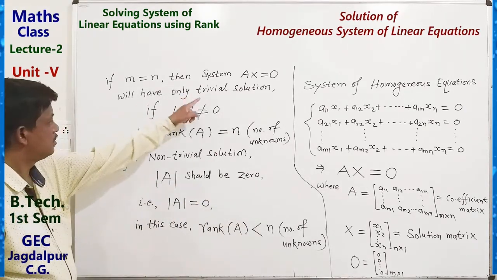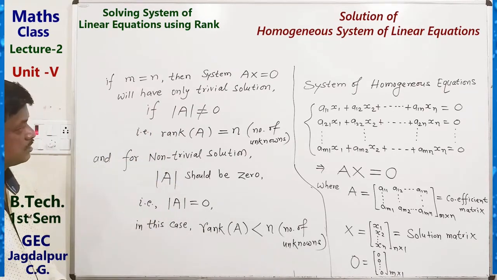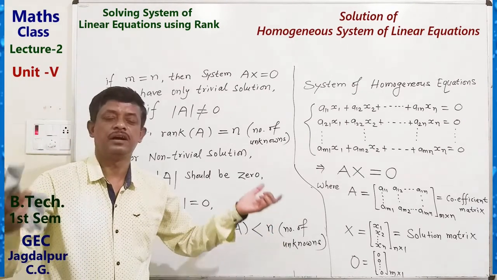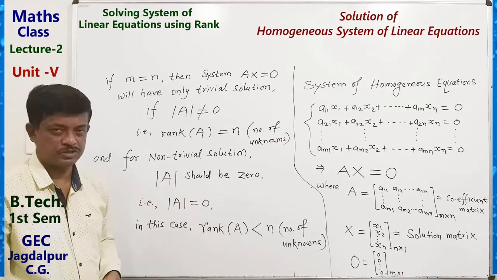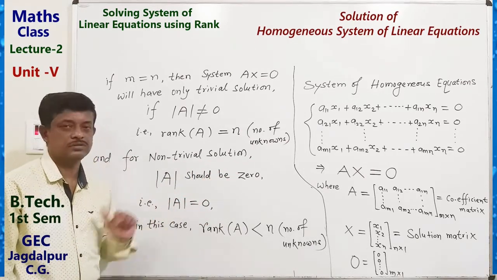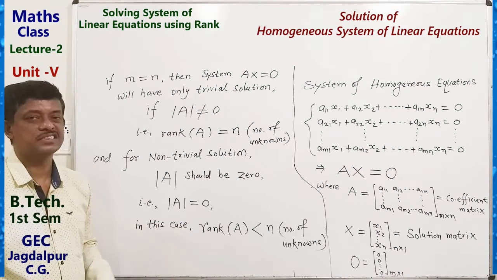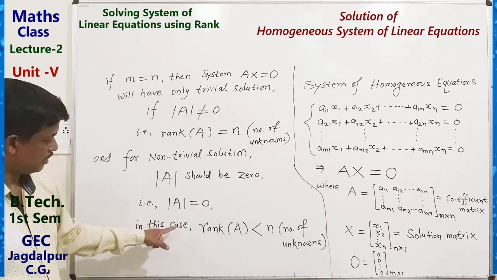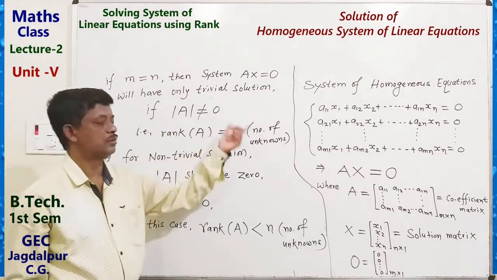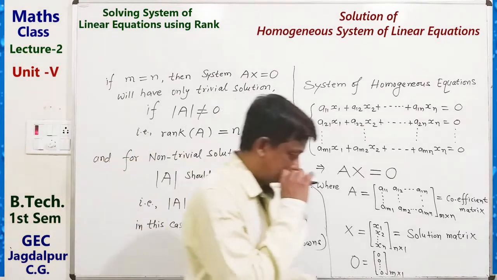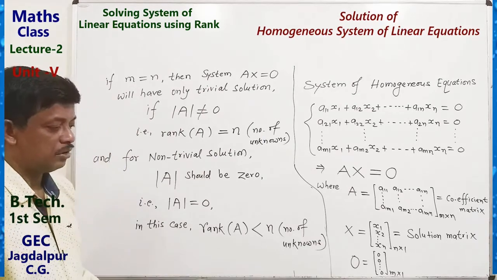Non-trivial solution, rank is less than n. And trivial solution, determinant is not 0. This is for testing whether the homogeneous system of equations has a trivial solution or a non-trivial solution. For a non-trivial solution, determinant equals 0. Clear? This rank is less than n. And for a trivial solution, determinant is not 0, that is, rank is equal to the number of unknowns. Okay. So remember this.